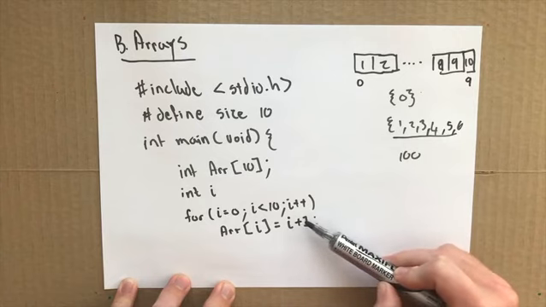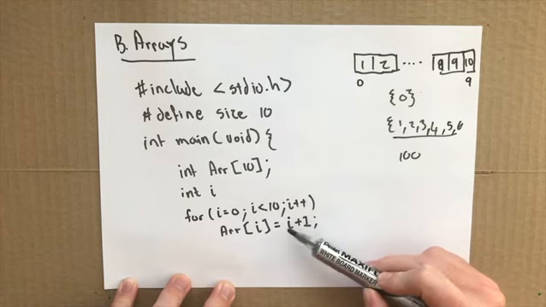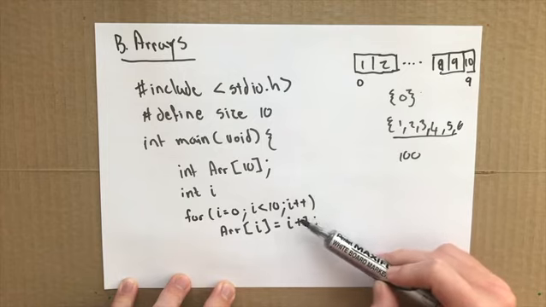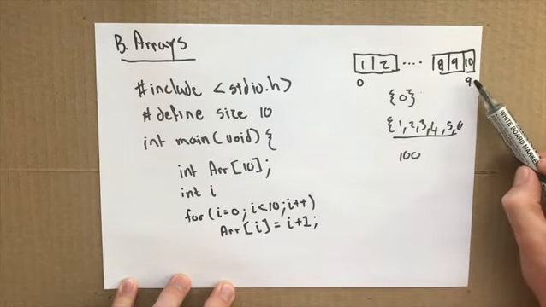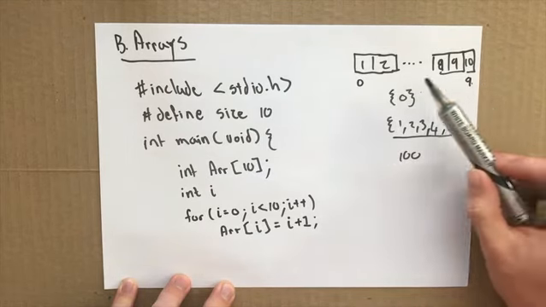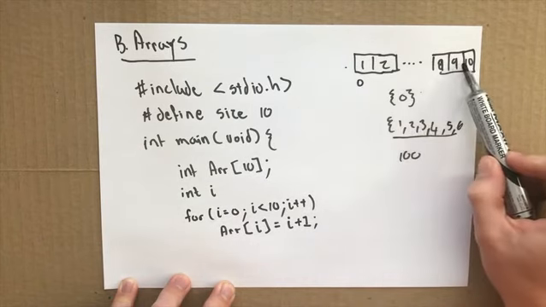So it's 0 plus 1 for the first index, 1 plus 1 for the second index, and that's 2. 2 plus 1 for the third index, until you get to the 9th index, and that will be 9 plus 1. And we know that we can do this whole procedure here.